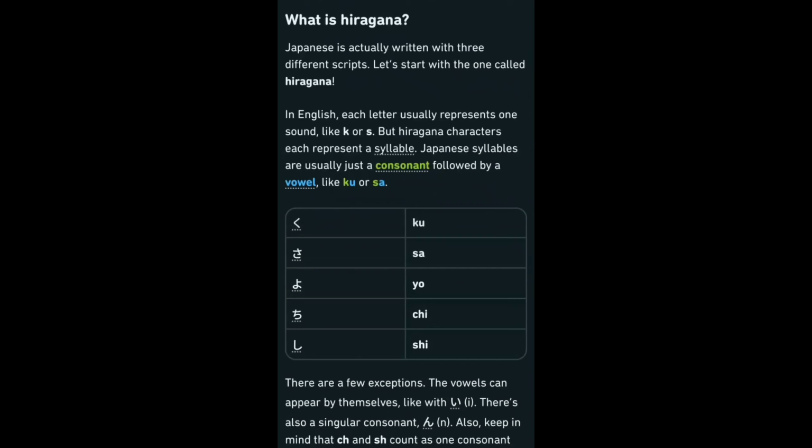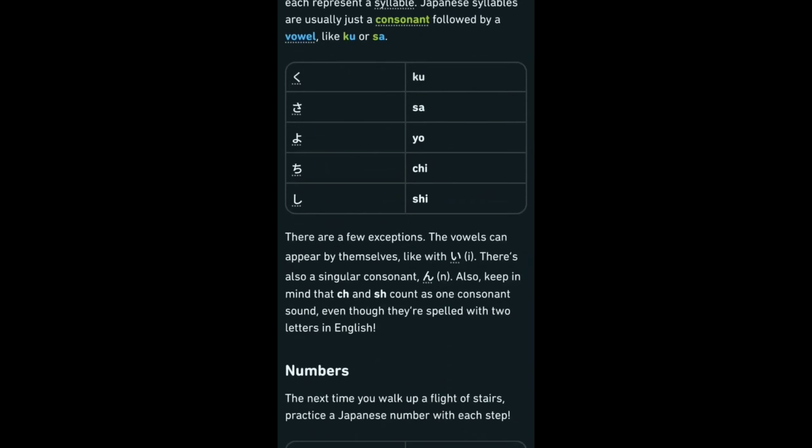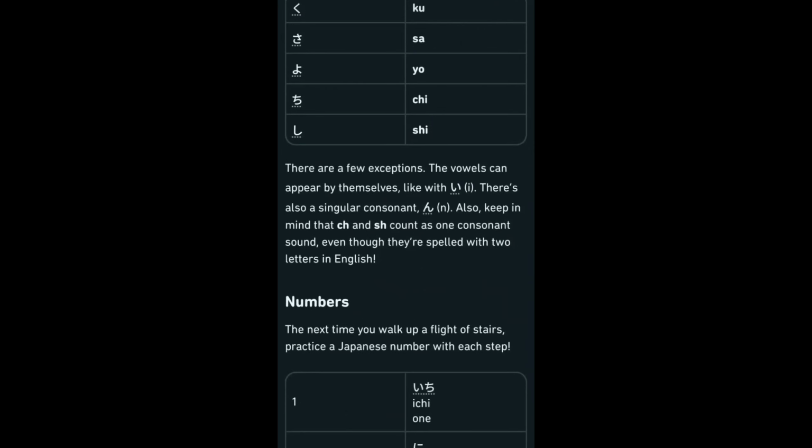The third one is yo. The fourth one is chi. The last one is shi. There are a few exceptions. The vowels can appear by themselves, like with e. There is also a singular consonant, n. That's the only singular consonant you will come across in the first few lessons. Also keep in mind that ch and sh count as one consonant sound, even though they're spelled with 2 letters in English.